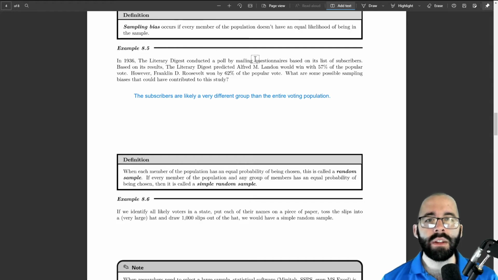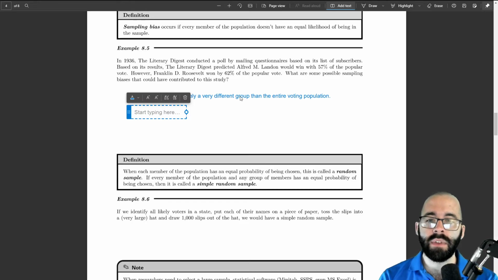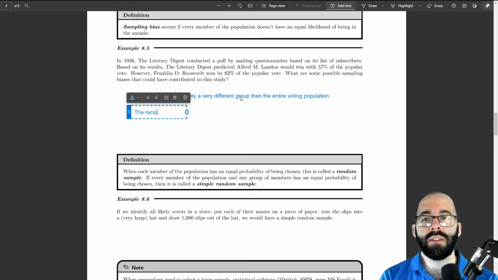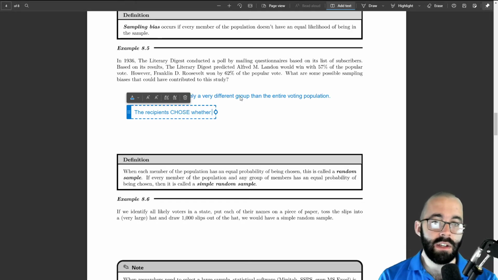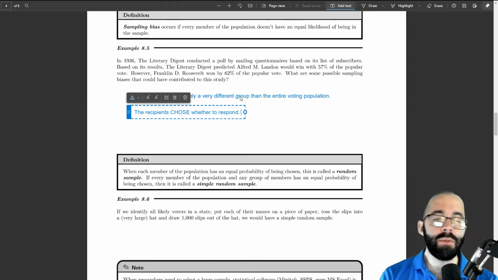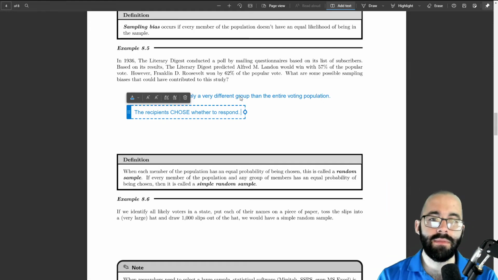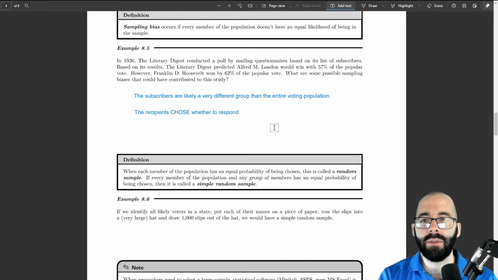And also, it mailed the questionnaires, but not everyone got back. You didn't have to mail the questionnaire back to them. So maybe we have something that we're going to talk about in the next video: self-selection. The recipients chose whether to respond, and maybe the type of people who respond to these things are the type of people who like Alfred Landon. That's another idea. There could be more.